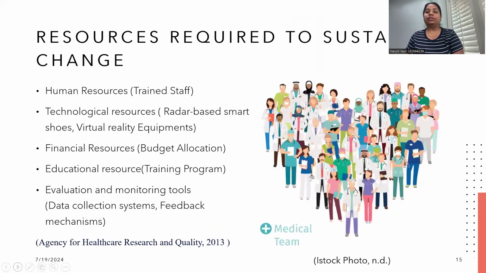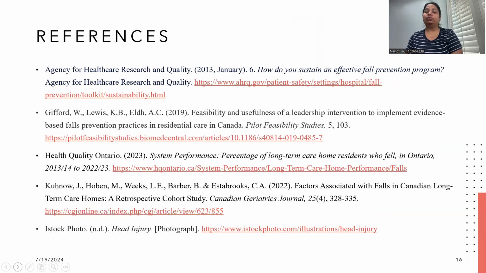It's about the resources required to sustain these changes. Human resources, which include trained staff. Technological resources, which include radar-based smart shoes and virtual reality equipment. Third is financial resources, budget allocation. Fourth is education resources, which include training programs. The last one is evaluation and monitoring tools, which include data collection and feedback mechanisms, through which we get to know about our mistakes.